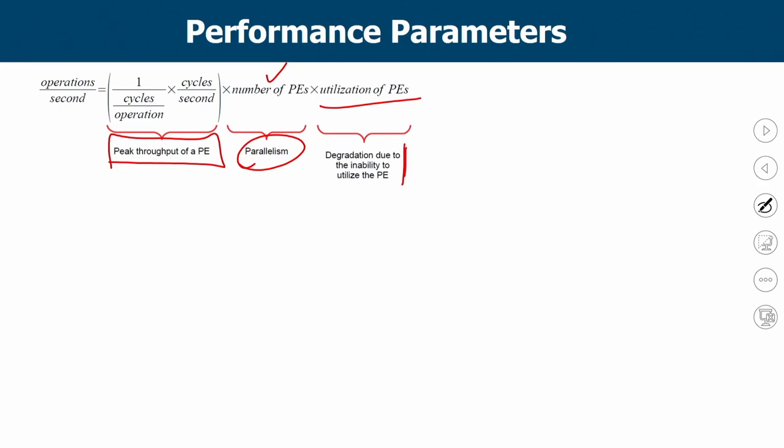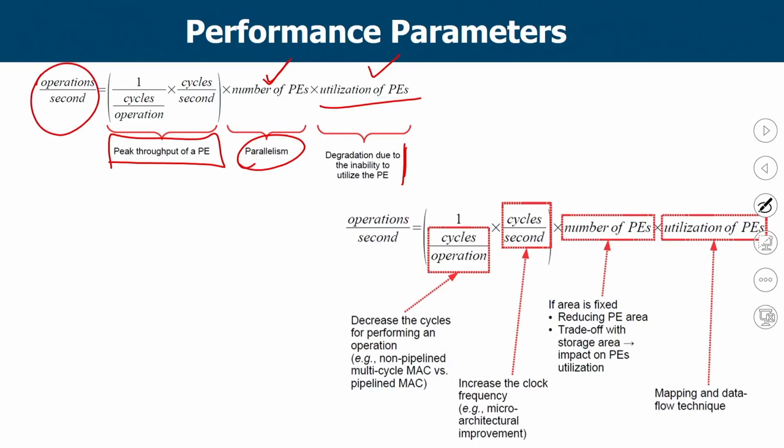So, all these play a role. One is the size of the PE, another is the mapping algorithm, which will tell which PE has to do what task. All are going to impact the number of operations that you can perform in a second. So, how do you do that? Cycles per operation: I can decrease the cycles to perform an operation by using a pipelined MAC instead of a non-pipelined multi-cycle MAC. So, when you have a pipelined MAC architecture, I can reduce this component, how fast you can do. Optimization in the arithmetic circuit of a MAC will speed up certain things.